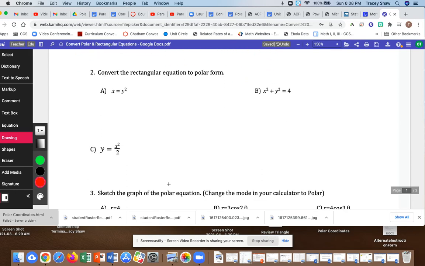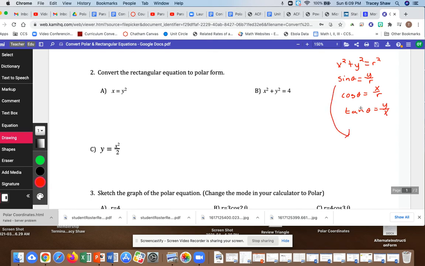Number 2, convert the rectangular equation to polar. I'm basically going to be using the same 4 theorems, but I'm going to use another version of not the Pythagorean theorem, but the trig values. I'm going to use the fact that sine theta is y over r, cosine theta is x over r, and tan theta is y over x.